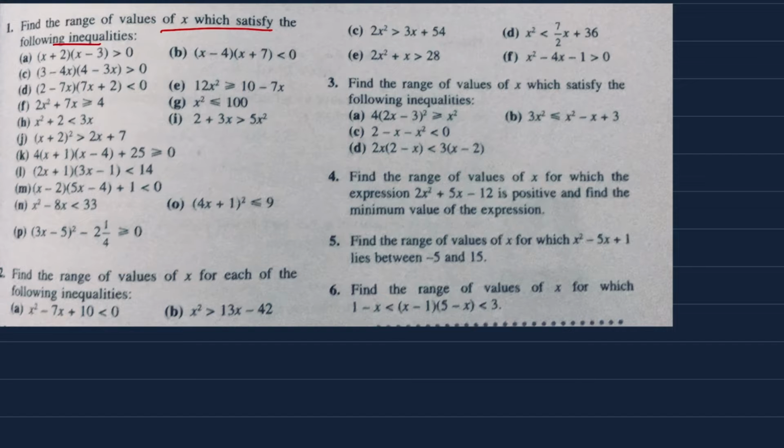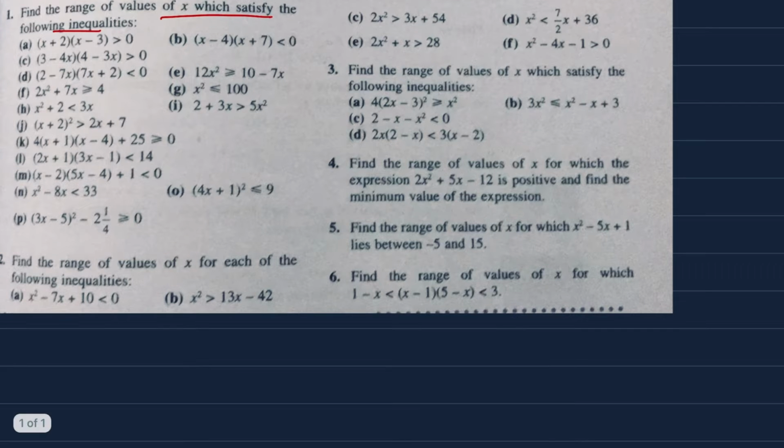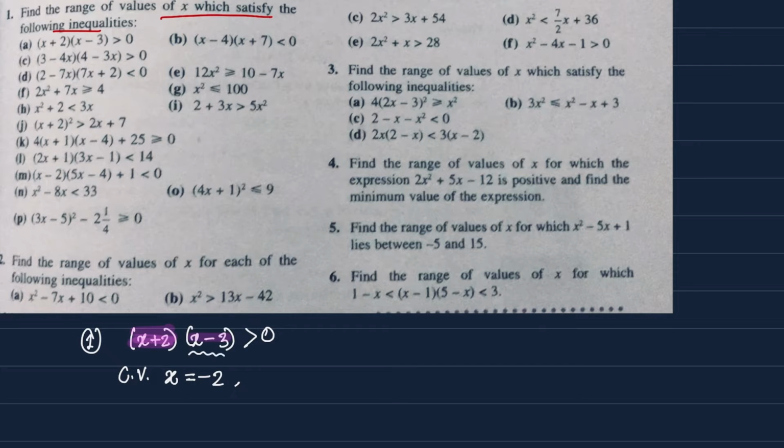Question number 1a: x plus 2, x minus 3 is greater than 0. So the formal process of solving this type of inequalities is to write the critical values first. Critical values, and by critical values we mean we have to consider each of them separately as 0. So if you consider x plus 2 to be 0, you get x is negative 2, and if you consider x minus 3 to be 0, you get x is equal to 3.